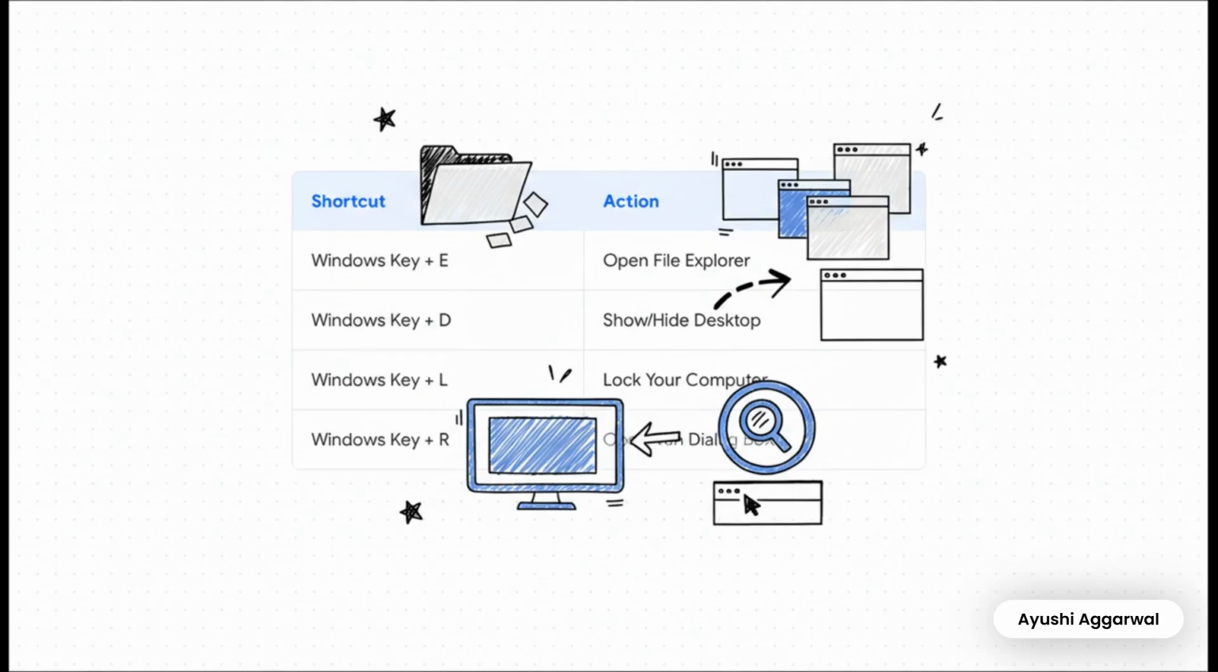Need to find a file? Just press the Windows key plus E, and your File Explorer opens right up. Have way too many windows open and need to see your desktop? Windows key plus D makes them all disappear. Do it again and they all come back. And this one is super important. Whenever you walk away from your computer, hit Windows key plus L to lock it. It keeps your work safe and private.